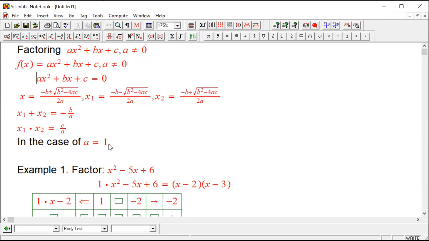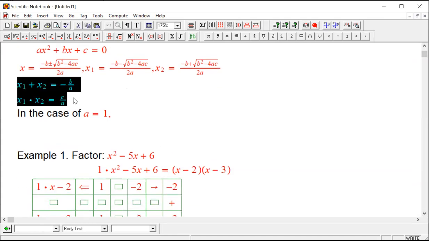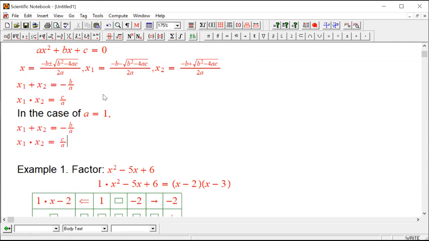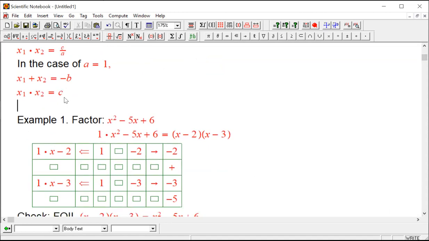So we know that in the case a equals 1, the two roots will satisfy the following relationship. Because a equals 1, b over a is just b, and the product is just c. If you look at this situation, think about the method we split. How did we split? We split 1 equals 1 times 1. C equals what? Something times something else, right? -2 times -3 equals C.